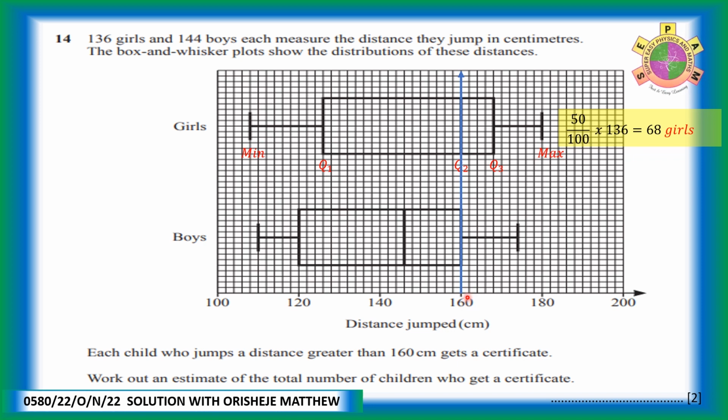Then for the boys, 75% of them did not qualify to get a certificate, but from the upper quartile to the maximum, 100%, so 25% of them are going to get a certificate. 25% of the boys will give 36 boys. So how many jumpers will get a certificate? 68 girls plus 36 boys. So 104 of them will get a certificate.